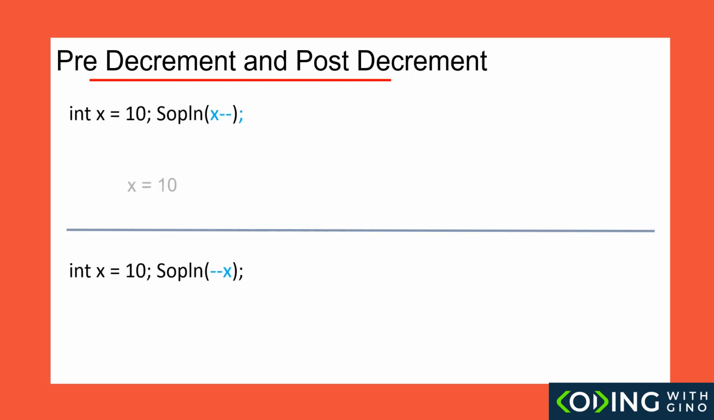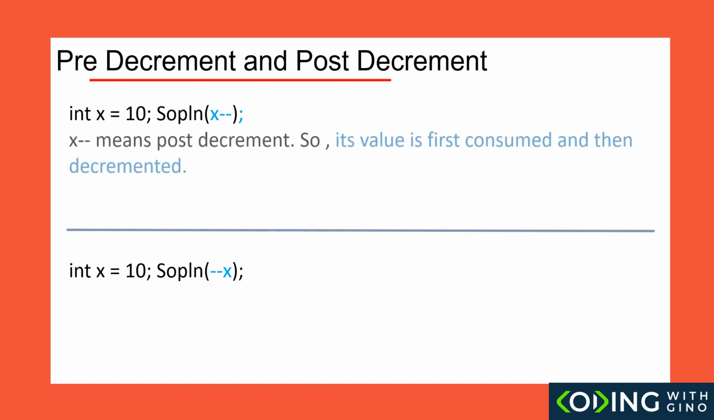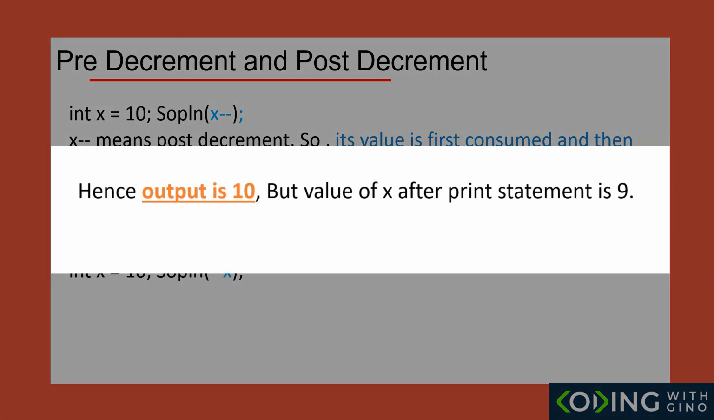So, suppose you have x = 10. Now let's see what happens when we write x-- and --x in SOPLN. x-- means post-decrement, so its current value is first consumed by SOPLN and then decremented. Its current value, which is 10. The current value is printed, and after this, x is decremented by 1. So, after SOPLN is finished, value of x will be 9.